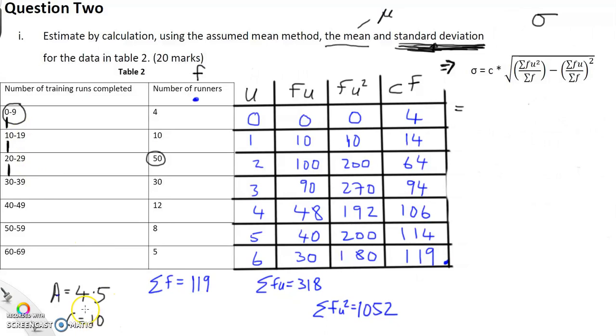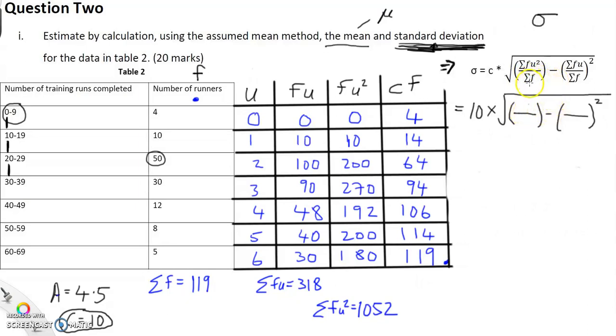So our class width, as written down here in the bottom corner, that we worked out earlier, C equals 10. So that's going to be 10 multiplied by the square root of all this stuff here. We have a bracket minus another bracket, and the second bracket is going to be squared. Both brackets contain fractions. So now I can go off and get the numbers.